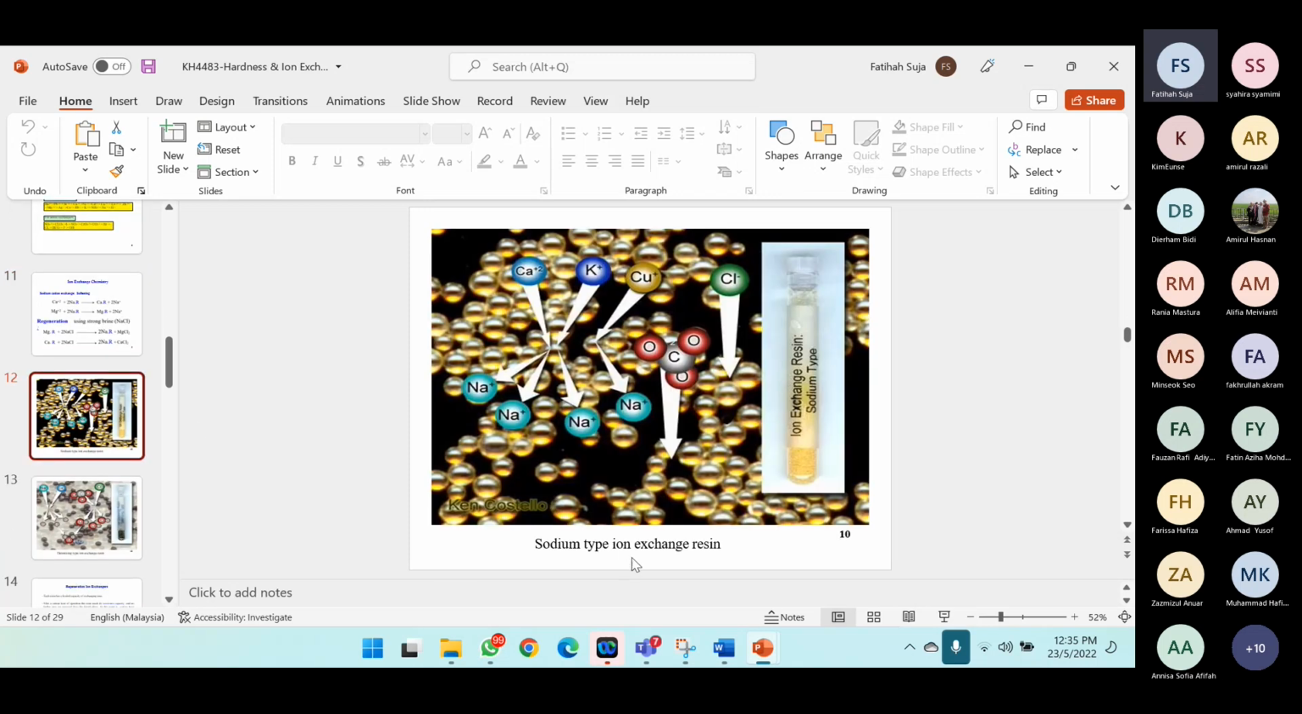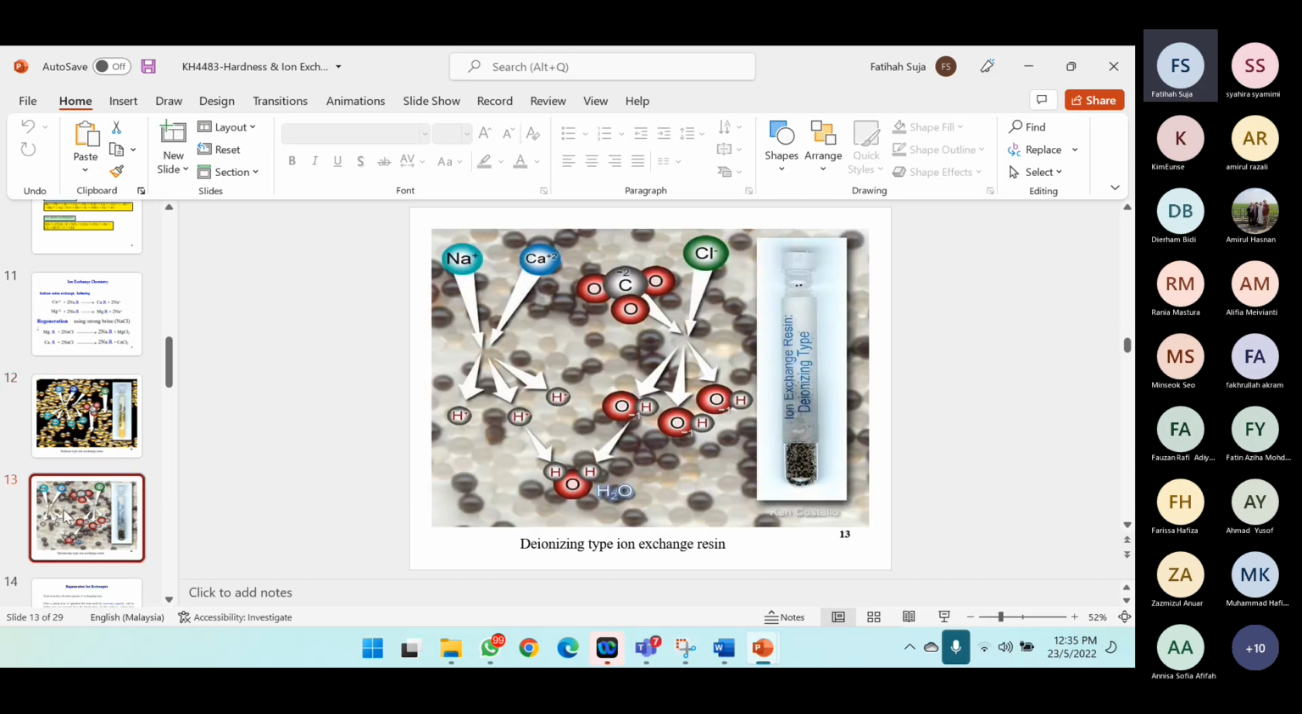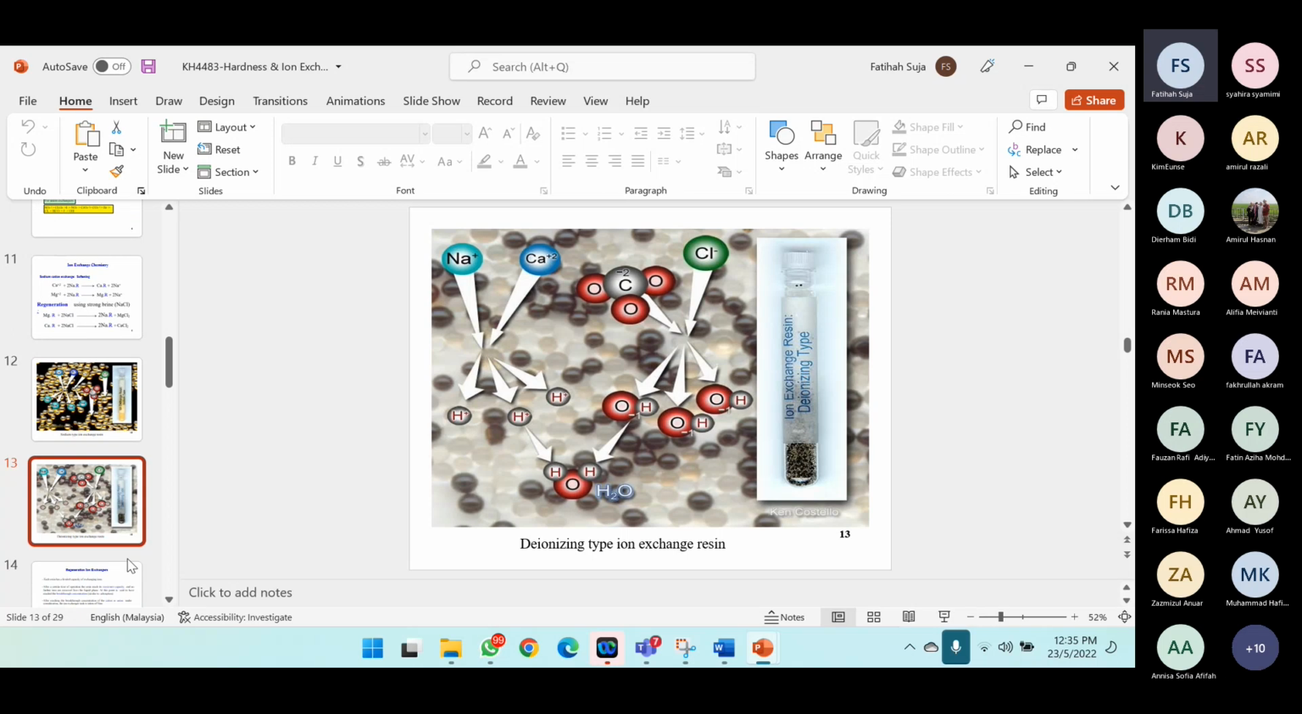Okay, this is the sodium type ion exchange resin, you can see here. You can buy off-the-shelf ion exchange resin. This is the sodium type, and you can also have deionizing type ion exchange resin here. Okay, you can buy off the shelf.